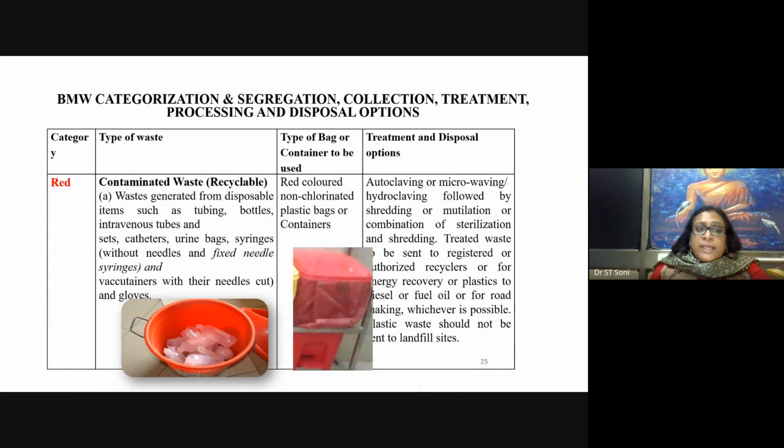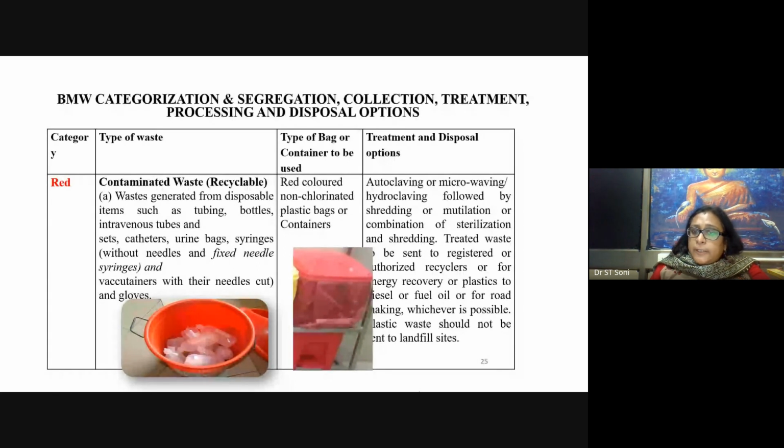Then we come to the category red. So red is for the recyclable. Waste generated from disposable items like tubing, bottle, intravenous tube, catheter set, urinary bag, syringes without needle, vacutainers, gloves. These all will go into the red colored bag. Again, non-chlorinated plastic bags. Autoclaving, microwaving, hydroclaving, anything can be done, shredding, mutilation before the final treatment.